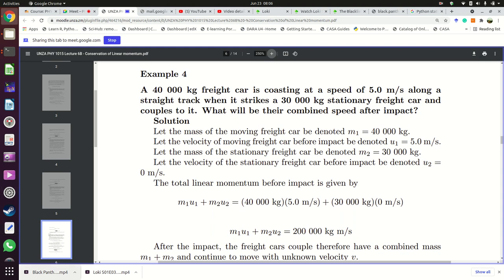Okay, so this morning we want to continue our discussion of conservation of linear momentum by looking at a few different examples which are going to drive the point home, which we have been talking about.